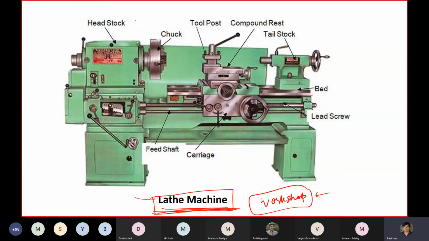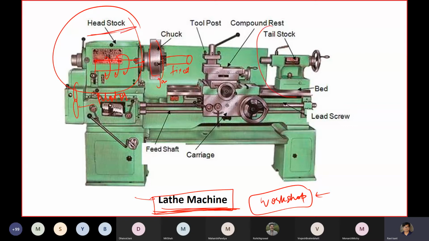So the first component is the headstock. The left part is called the headstock, and here we have a motor. Through the motor there are some gear arrangements. Through the gear arrangement, there is a spindle which rotates about this axis, and in turn rotates this chuck. The chuck is the place where your cylindrical workpiece is going to be fixed, through jaws. So this part is called the headstock.